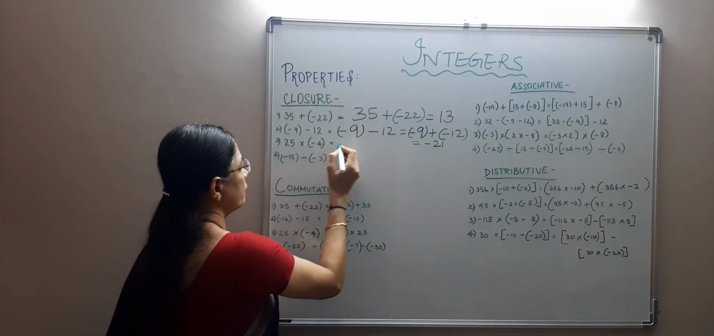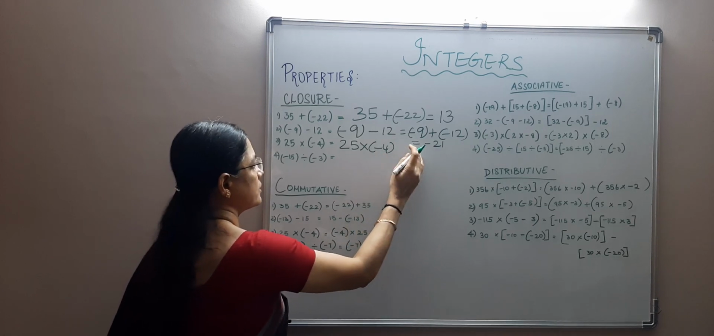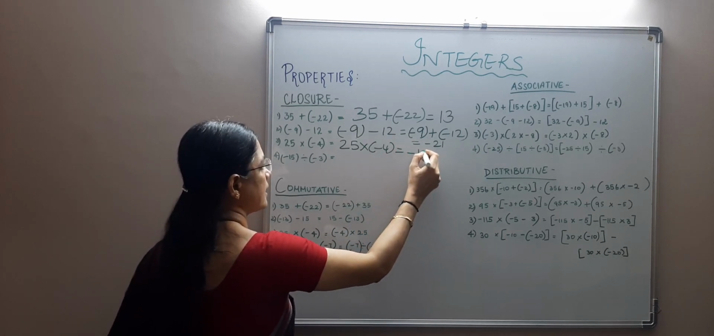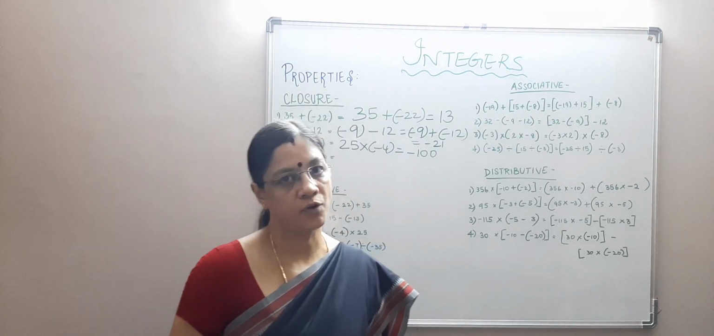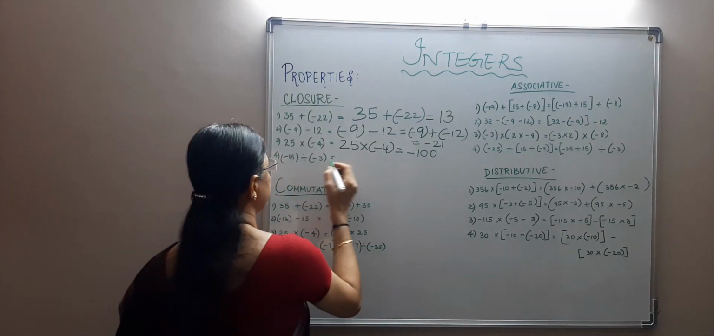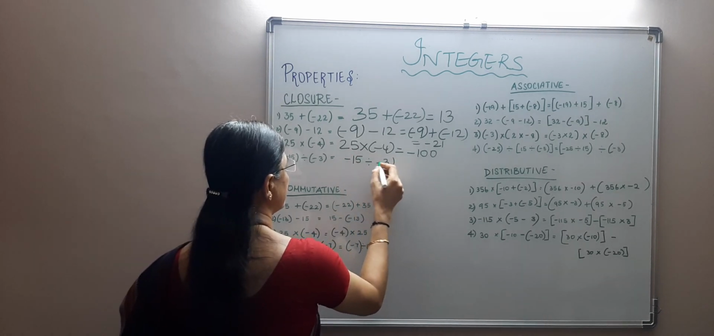Now next is 25 into minus 4. So what is 25 into minus 4? We have minus 100. So minus 100 is also an integer. So integers are closed for multiplication also. Next, minus 15 divided by minus 3.